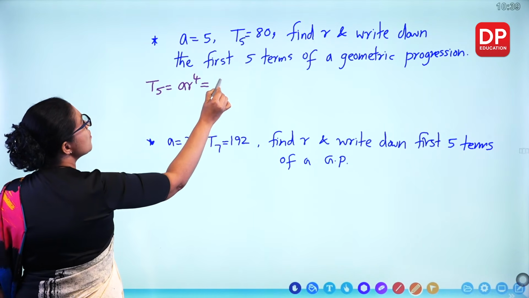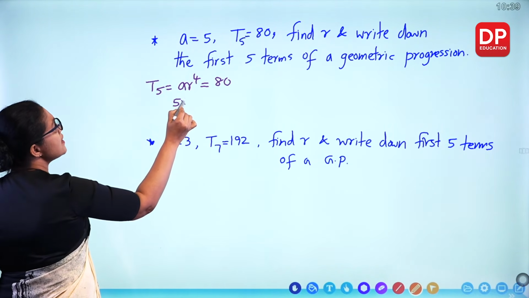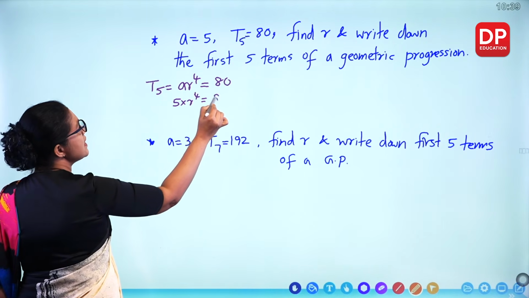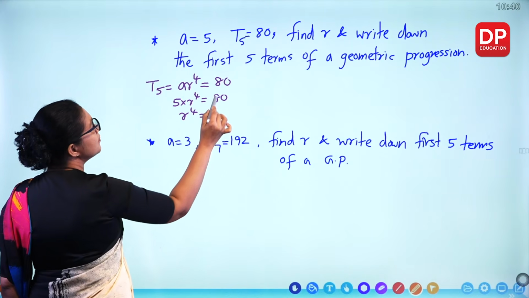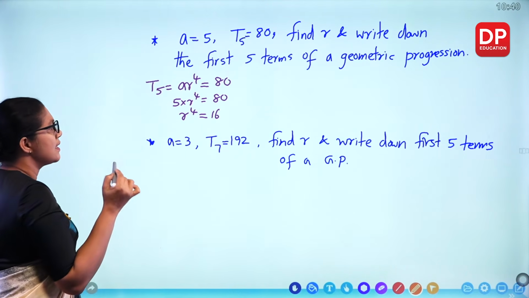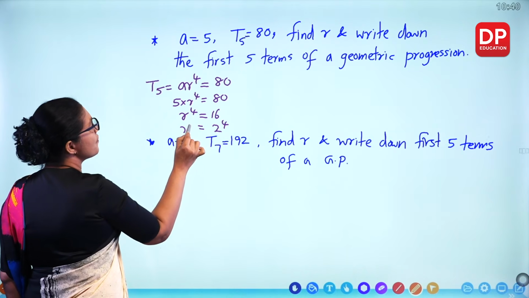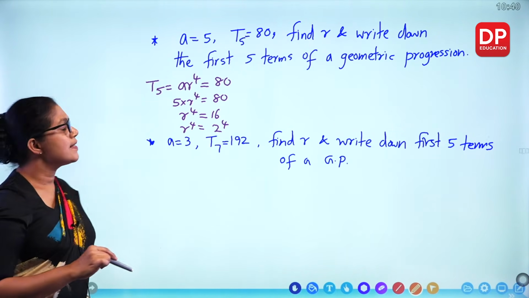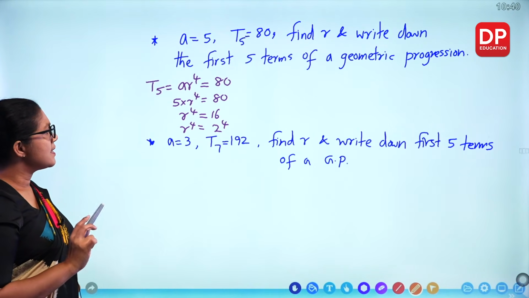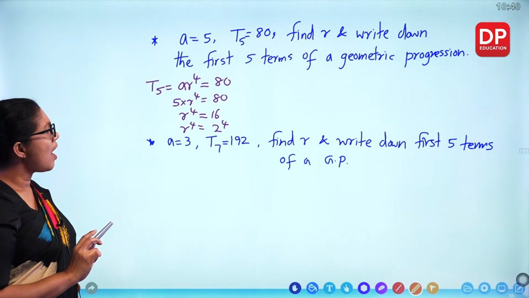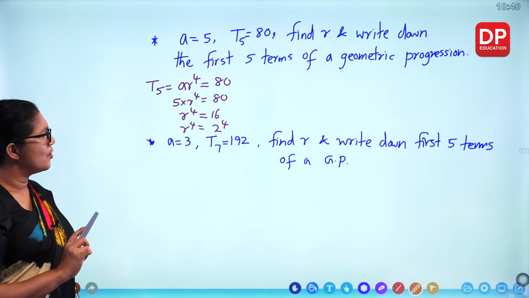That's equal to 80. Now substitute a as 5. 5 times r to the power 4 is 80. Divide by 5. r to the power 4 is 16. What's 16? 2 to the power 4. r to the power 4 is equal to 2 to the power 4. So what's the r value? r equals 2.